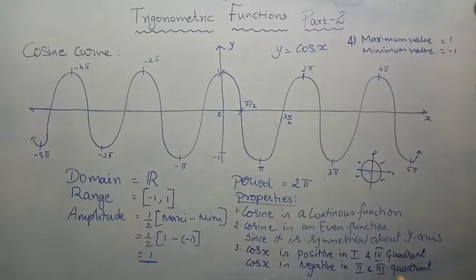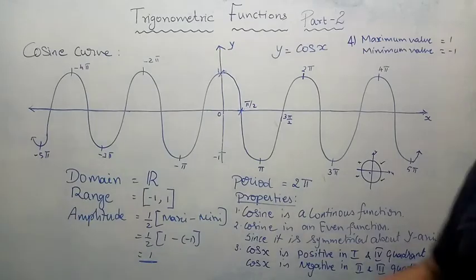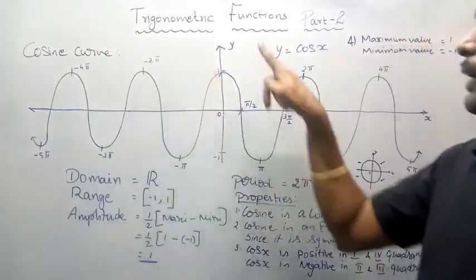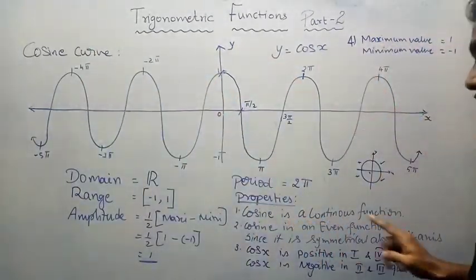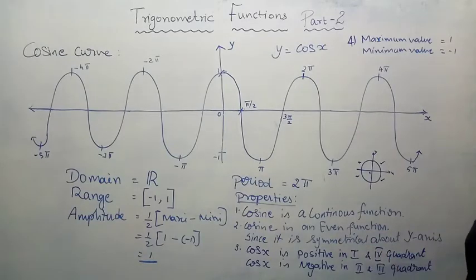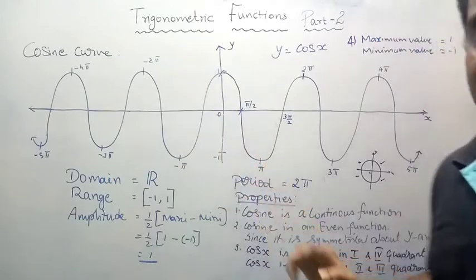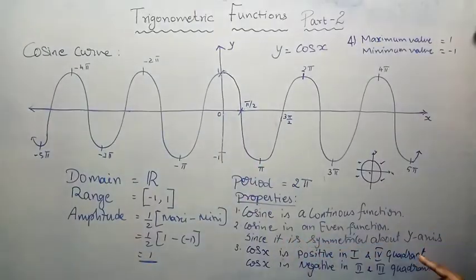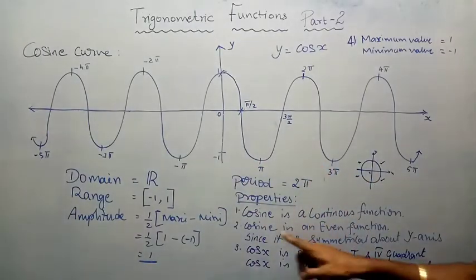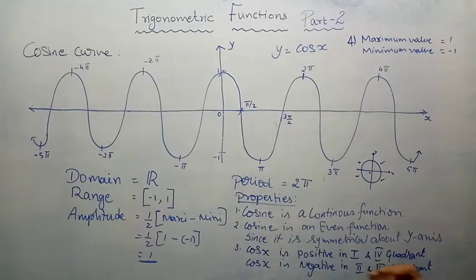When you discuss properties, it is a continuous function. Throughout the curve there is no break in the cosine curve, so it is a continuous function. And it is an even function. When you fold vertically, it will coincide. Since it is symmetrical about the y-axis, therefore the cosine function is an even function.